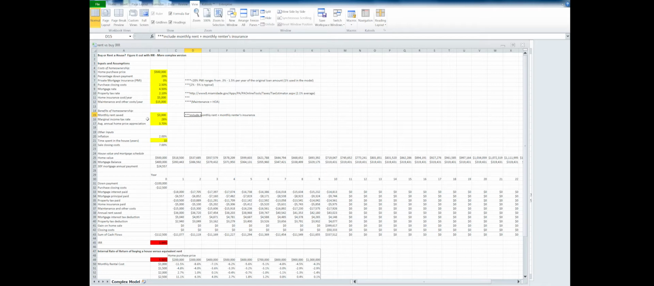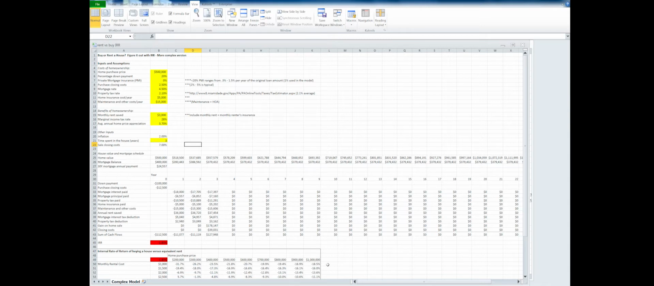What I want you to notice here is one of the other inputs that's put into the calculation is the time spent in the house in years. That's a very significant part of the calculation. Let's change that to 3 years and see what happens. You'll notice as soon as I change this to 3, now my IRR is negative. So realize just something as easy as saying, hey, I'm going to move within 3 years instead of 10 or 20 or 30 years is significant on this IRR calculation.